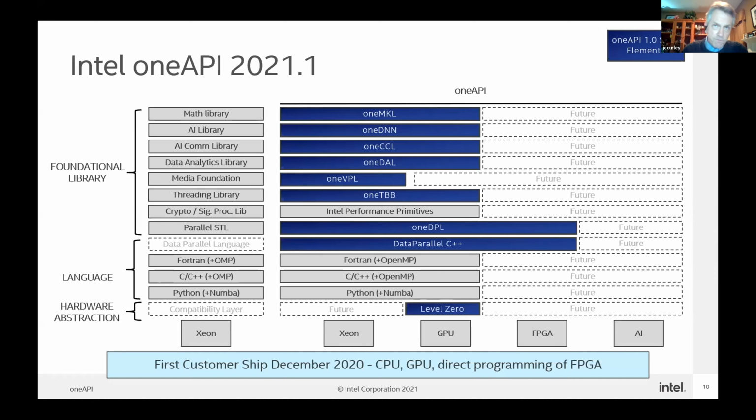And then, as you start moving up the stack, we have our Threading Building Blocks, Data Analytics Library, Collective Communications Library, neural networking libraries, and Math Kernel Libraries already enabled for both CPU and GPU. So if you've used the Intel tool chains in the past, these should all be familiar to you. And now we've taken things that have been very common and standard for the CPU and extended them into the XPU world.